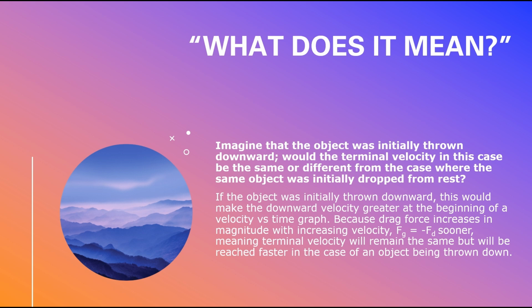And then our what does it mean question is, imagine that the object was initially thrown downward. Would the terminal velocity in this case be the same or different from the case where the same object was initially dropped from rest? So if the object was initially thrown downward, this would make the downward velocity greater at the beginning of the velocity versus time graph. Because drag force increases in magnitude with increasing velocity, the force of gravity would equal the negative force of drag sooner, which means terminal velocity would still be the same value, but it would be reached faster in the case of an object being thrown down.